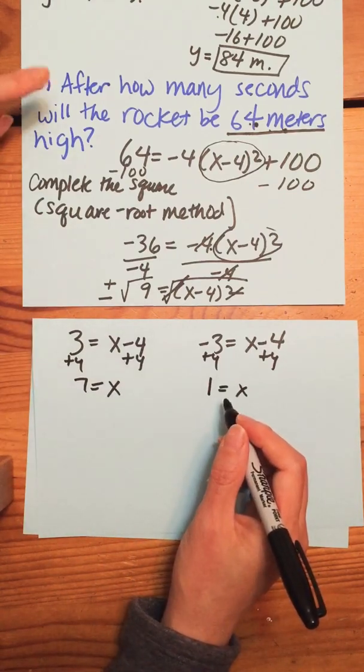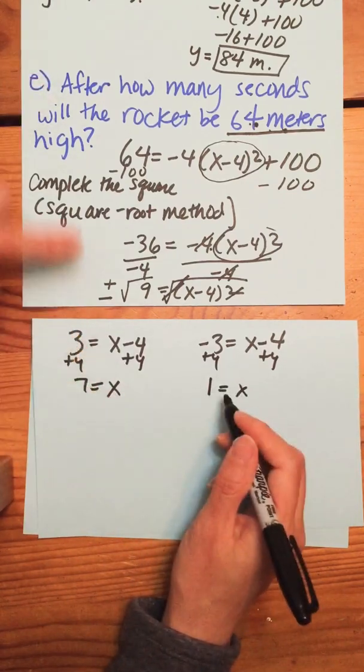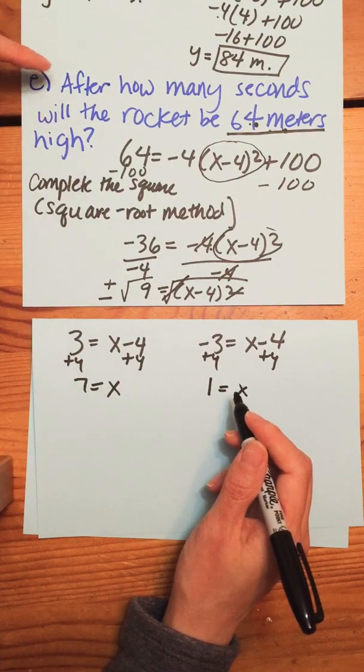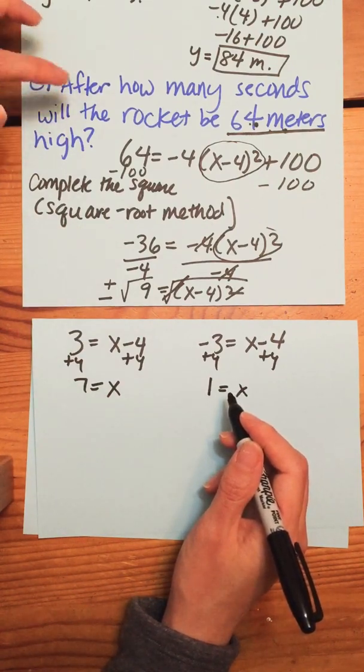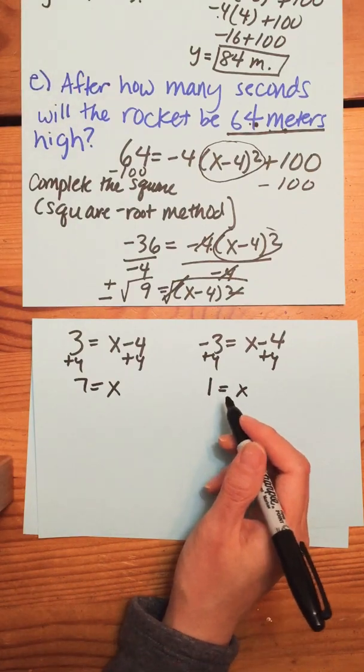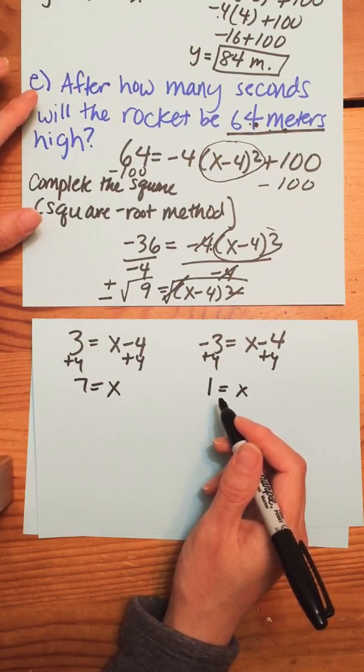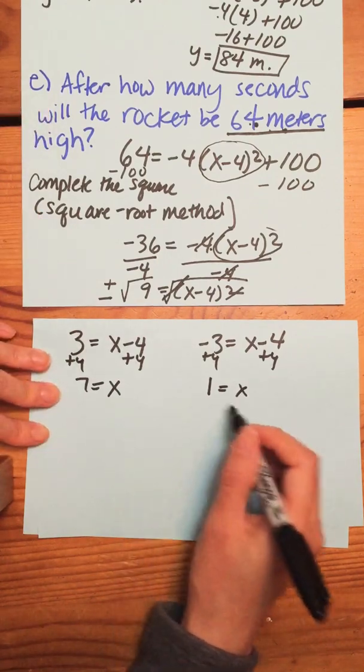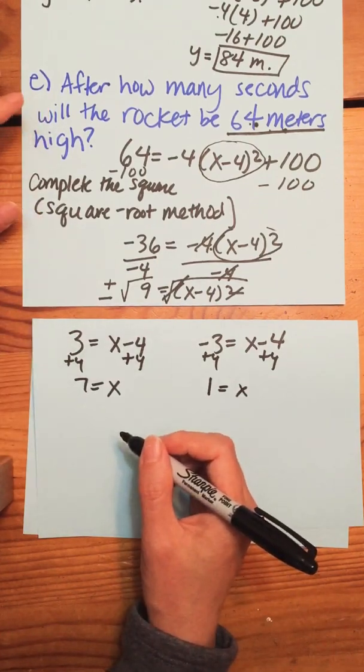I'm going to just go back and check on the question, because I have two answers, so I want to make sure that that works. It says, after how many seconds will the rocket be 64 meters high? Well, for this one, it's not clear whether they're asking whether it's returning or whether it's leaving. So I'm going to write both answers because it doesn't say when it's returning.